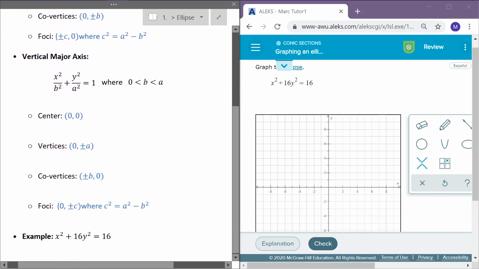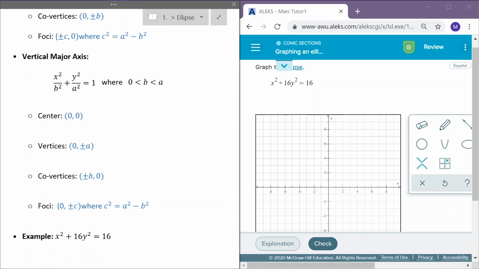If we're looking at an ellipse centered at the origin that has a vertical major axis, the standard form is x squared over b squared plus y squared over a squared equals 1, where 0 is less than b is less than a. It will have center 0, 0, vertices 0 comma plus or minus a, co-vertices plus or minus b comma 0, and foci of 0 comma plus or minus c, where c squared equals a squared minus b squared.